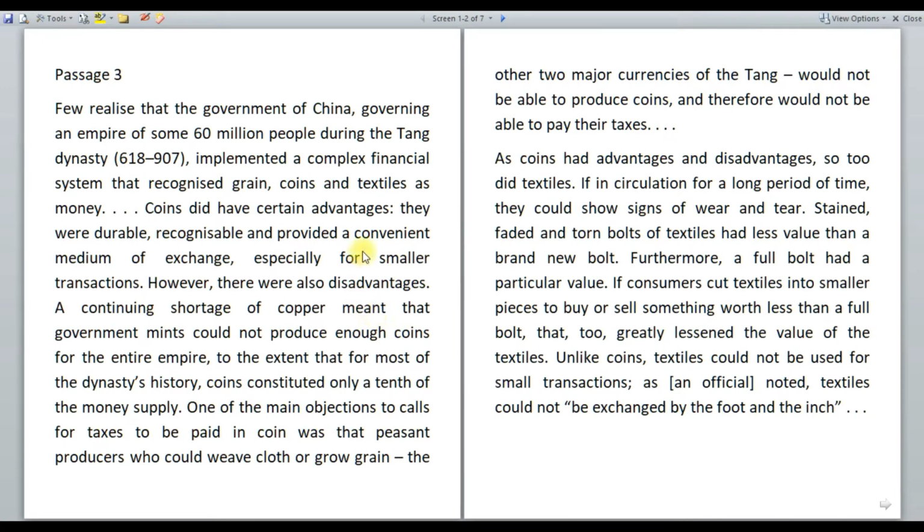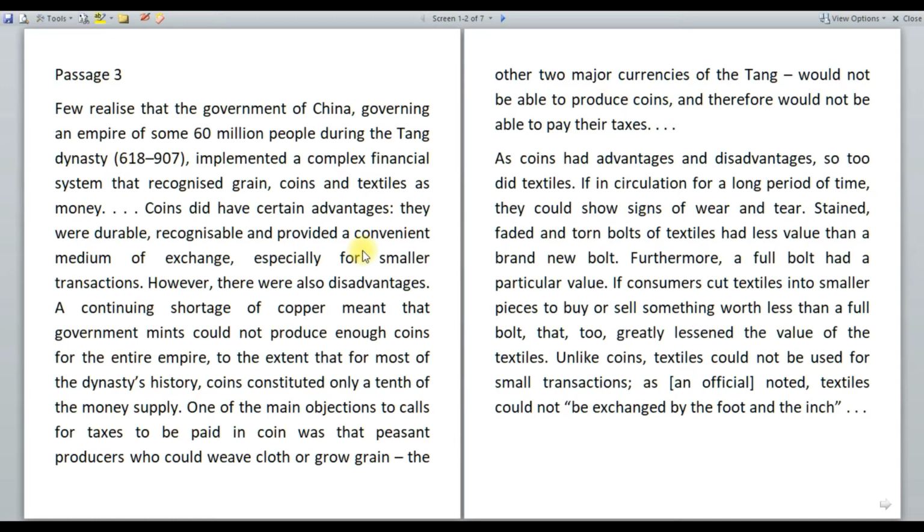Let's first take a look at the structure of the passage. In the first 4 paragraphs, the author explains the different ways in which the different currencies in China were used during the Tang Dynasty period. This is the basic content of the first 4 paragraphs. In the 5th paragraph, he draws a comparison between the usage of modern currency and the way the currencies were used during the Tang Dynasty period, and brings forth some striking similarities between the two.